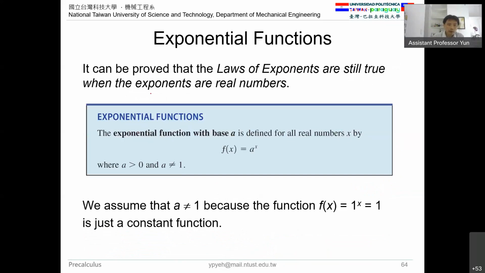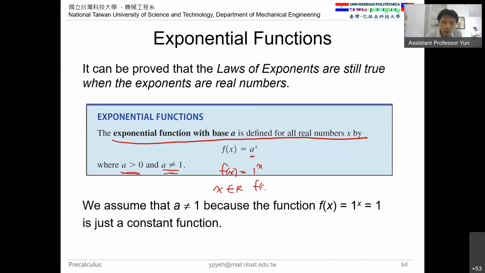Okay, so here we define the exponential function. The exponential function with base a is defined for all real numbers x by f of x equals a to the power of x, where a is larger than zero, and a cannot be 1, since if a is 1, no matter what x is, f of x will always equal 1. So x could be any number.